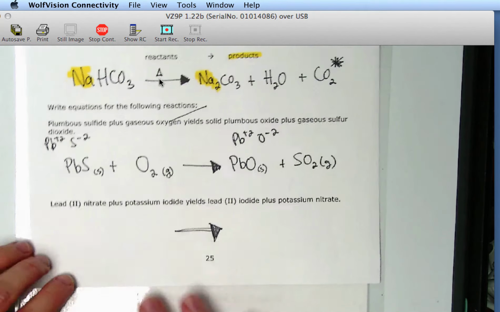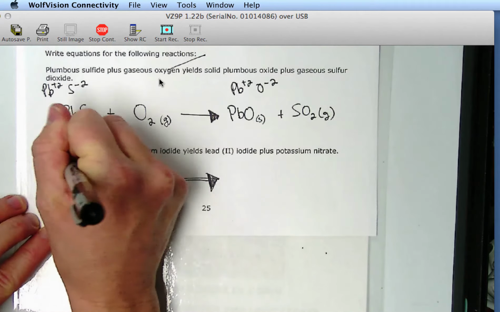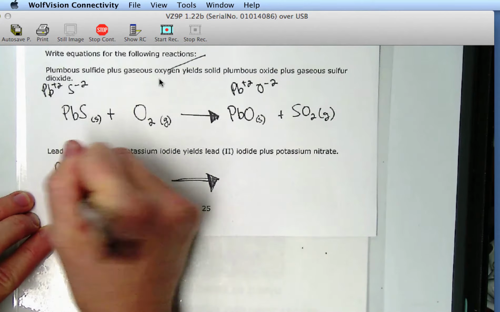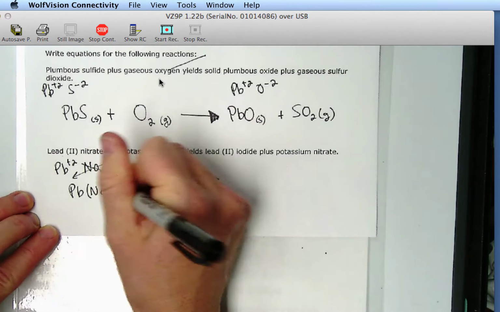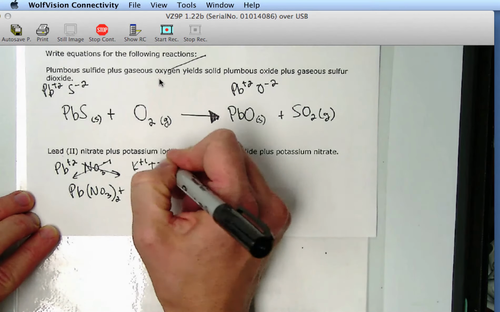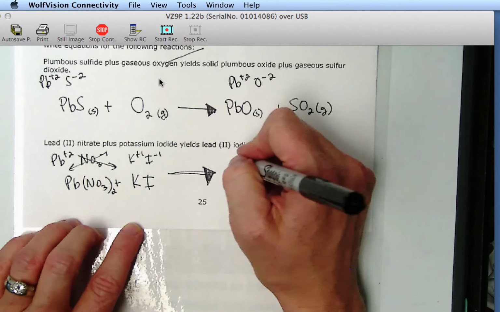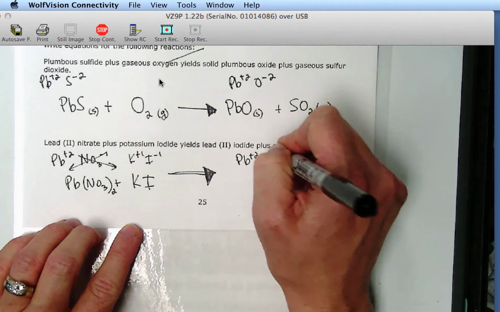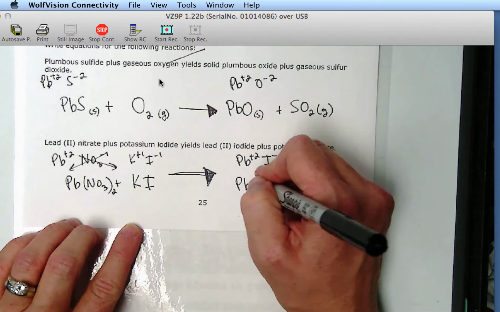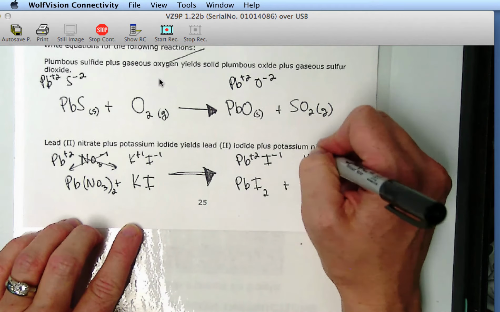Okay, and then lead nitrate, that's Pb plus 2 and NO3 minus 1, plus potassium iodide, K plus 1 and I minus 1. So KI yields lead iodide plus potassium nitrate.